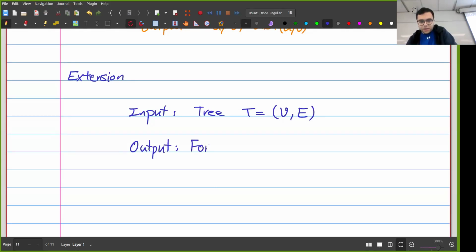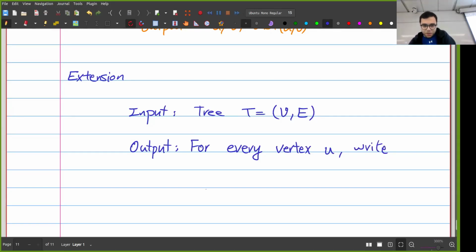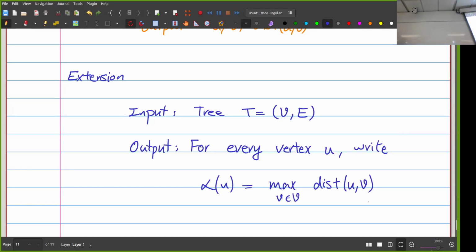For every vertex U, write, I don't know what to call this. Let's call it alpha of U, which is the maximum over all vertices V of the distance from U to V. I could also ask for the farthest vertex. It doesn't really matter. It's pretty much the same problem. I can ask, what is the distance from U to the farthest vertex? Or I can ask you, what is the farthest vertex from U? Both of them will be solved using very similar algorithms.